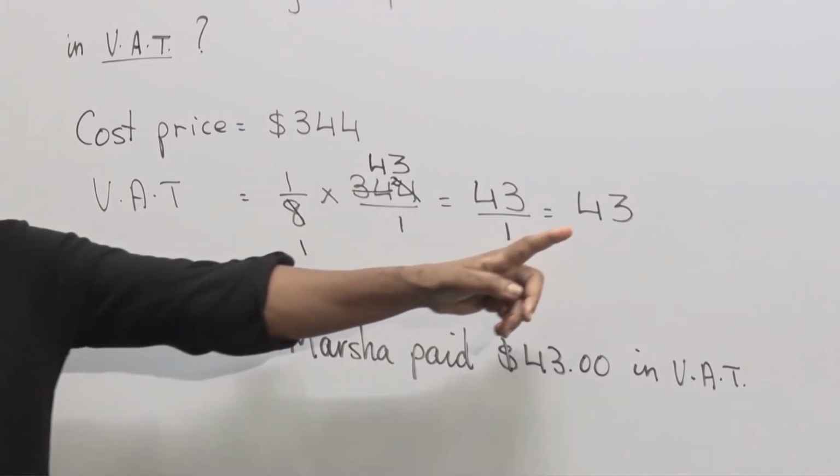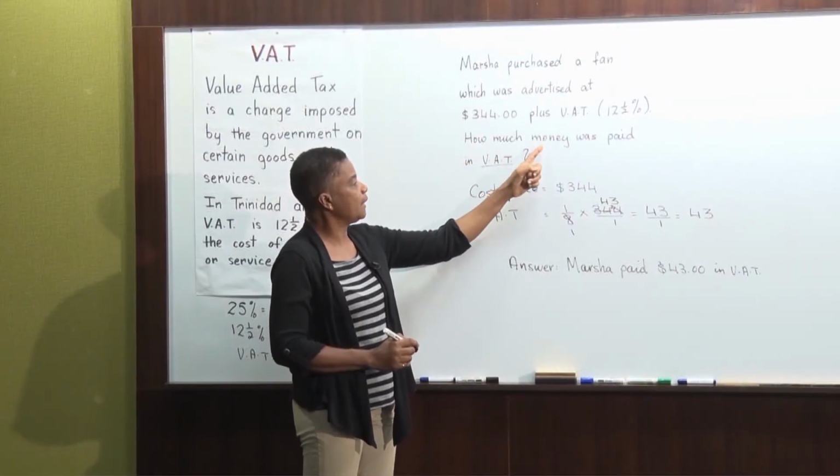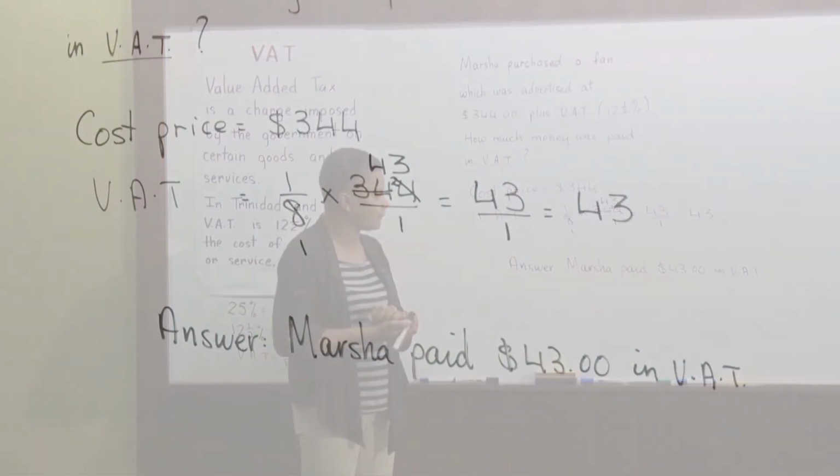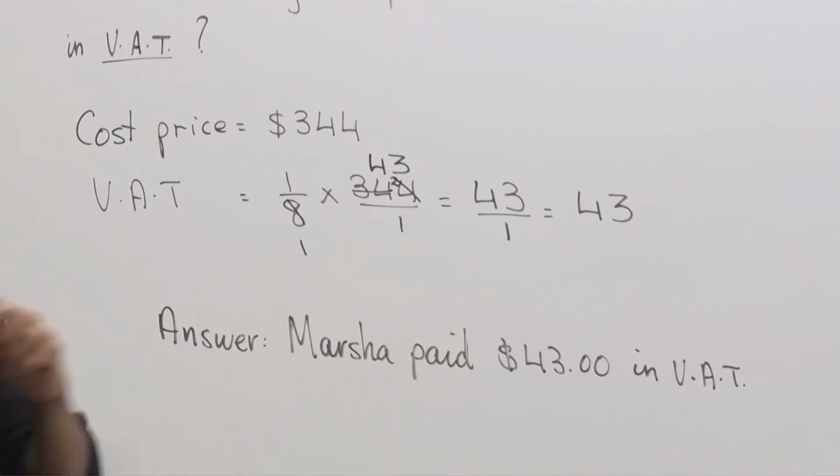That worked out to $43. So the question asked, how much money was paid in VAT? Our answer, Marsha paid $43 in VAT.